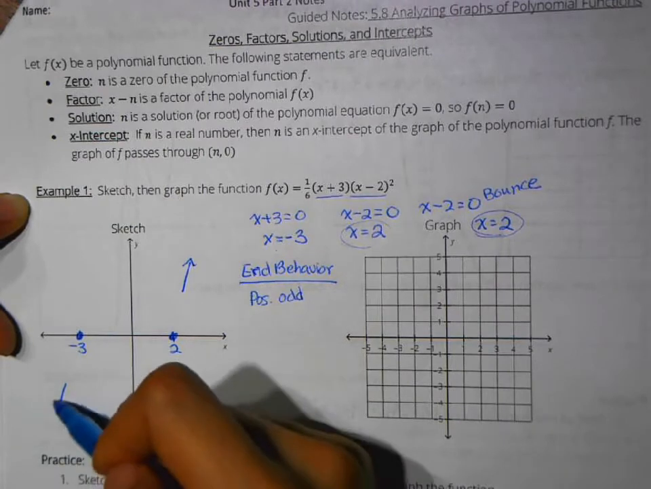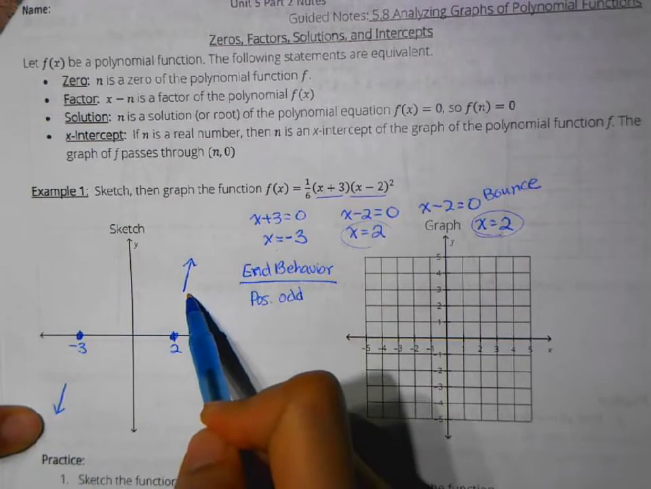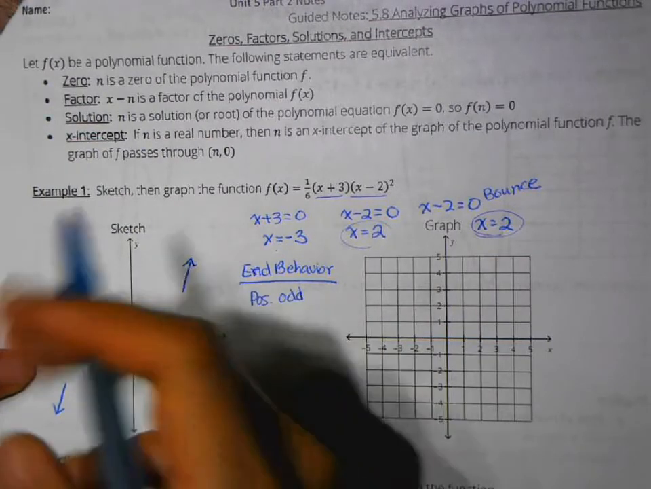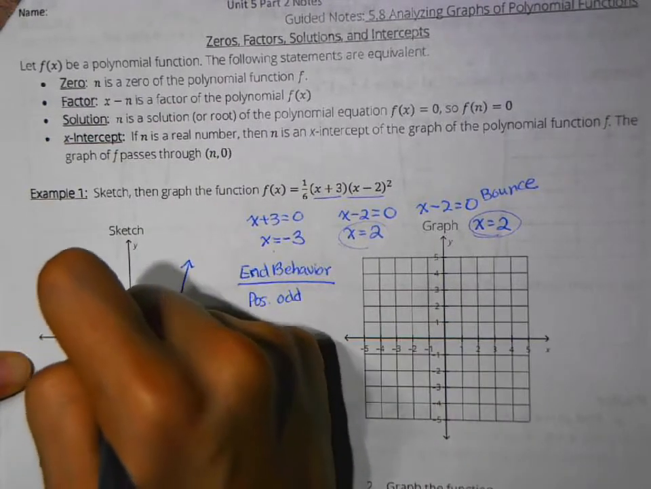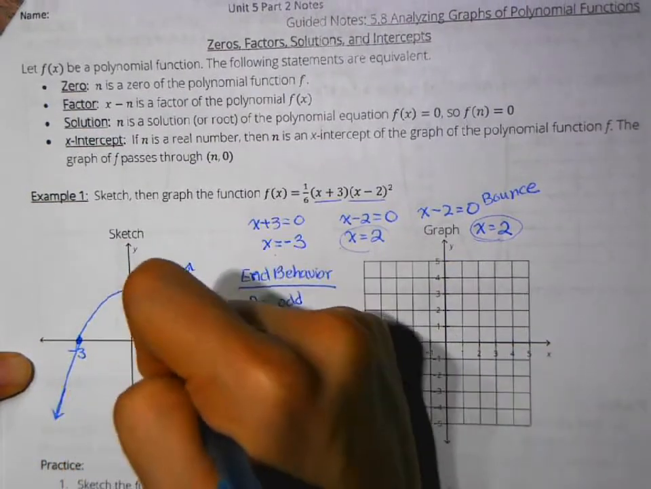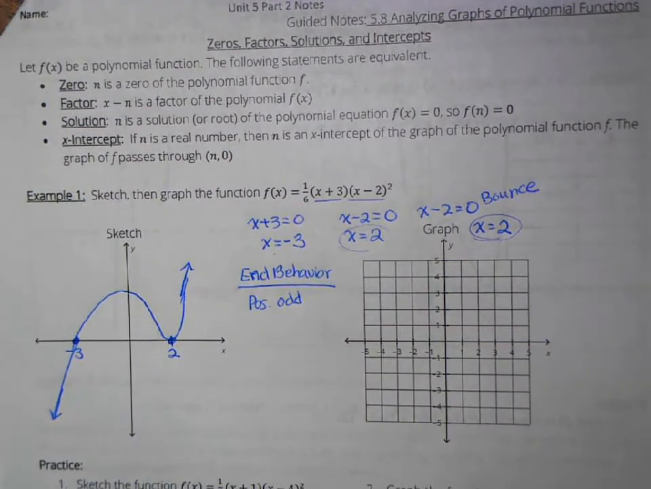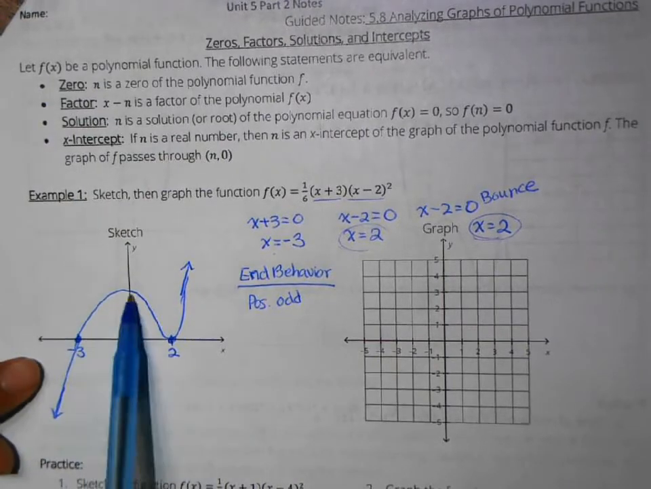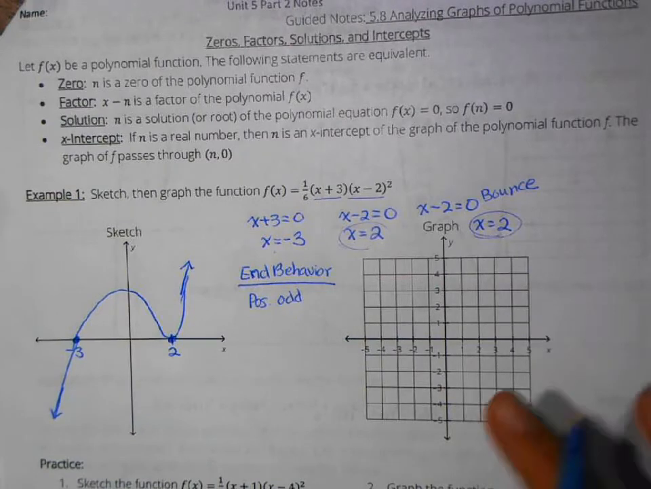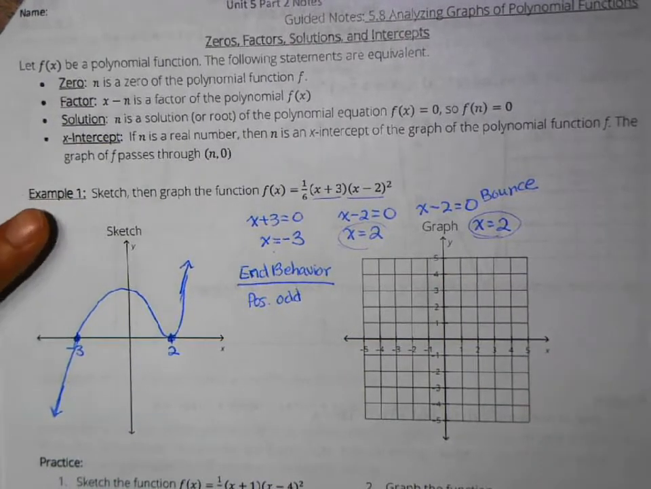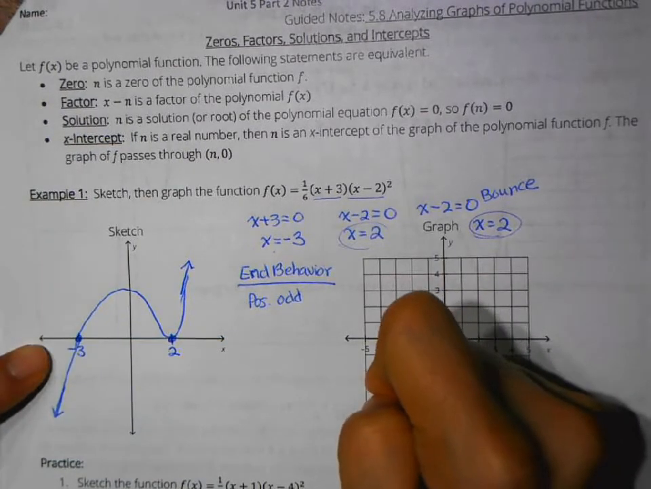Now, when I'm sketching it, to connect the left end behavior to the right end behavior passing through these points, when I go to negative 3, it's going to go through, come back to 2, and bounce right at the 2. So my graph is going to look something like that. Now that's a sketch because I don't have any points in the middle to make the graph more accurate. So when I'm actually graphing it, there are a couple more points that I need to find out. I'm still graphing my zeros at negative 3 and 2.